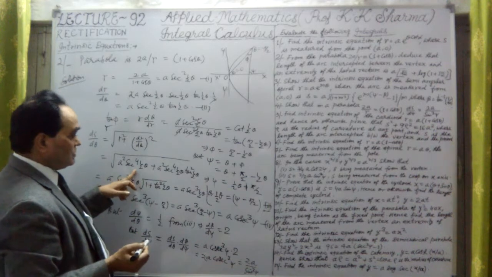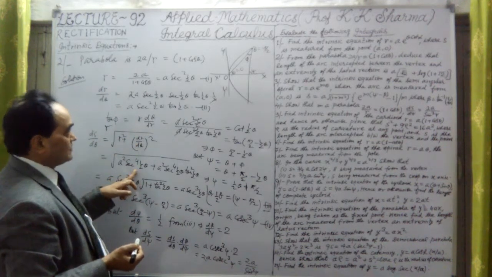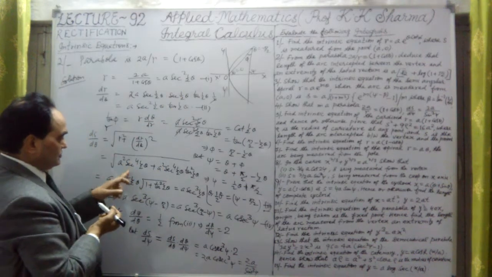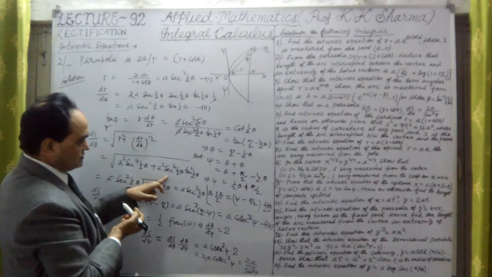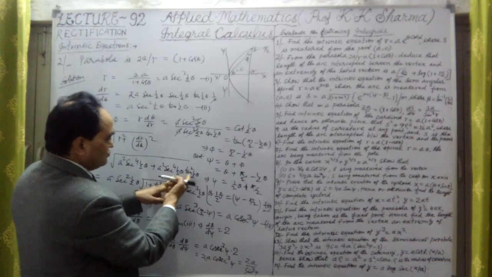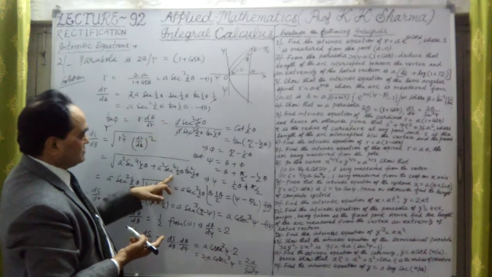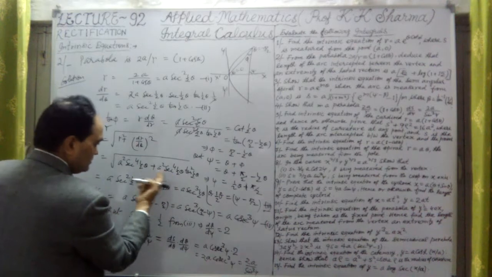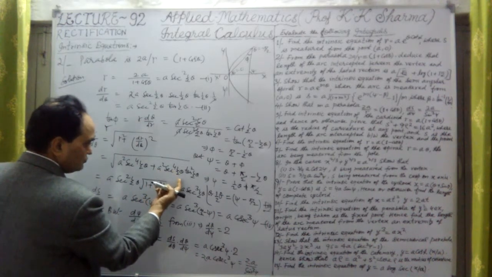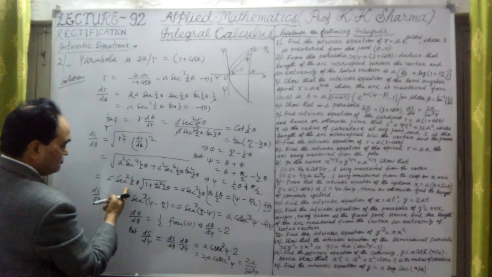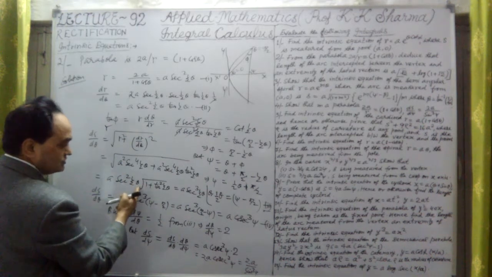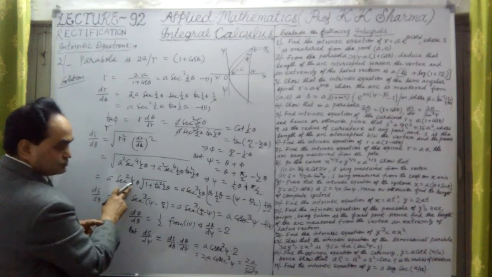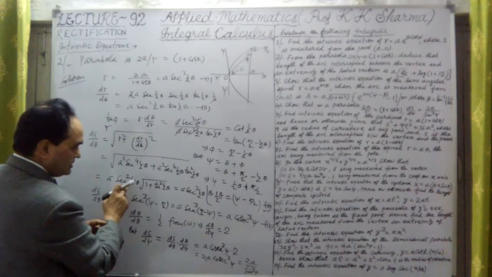This we know about. So we have substituted r square, r is a sec square half theta. That means r square is a square sec 4 half theta, plus a square sec 4 half theta tan square half theta, which is the value of dr upon d theta whole square. We have taken a square sec 4 half theta common out of the square root. It will come out as a into sec square half theta under root 1 plus tan square half theta.